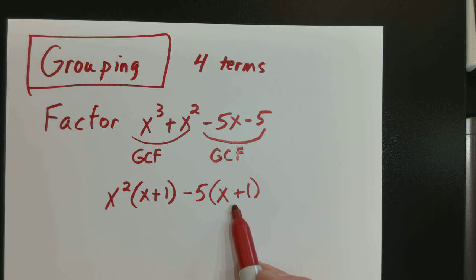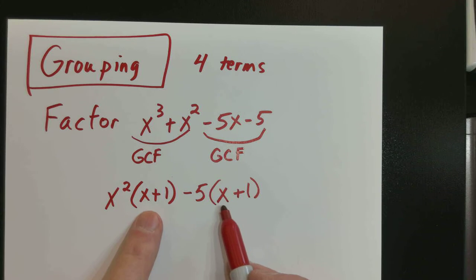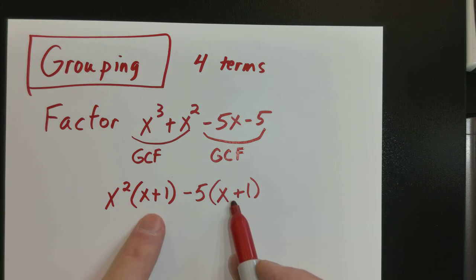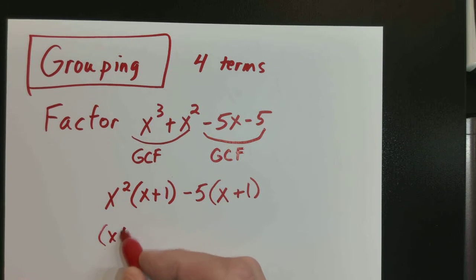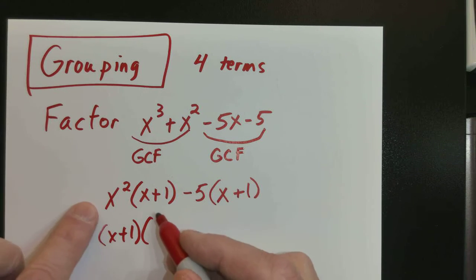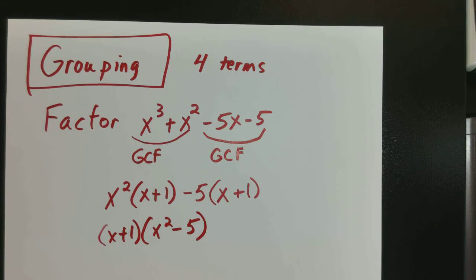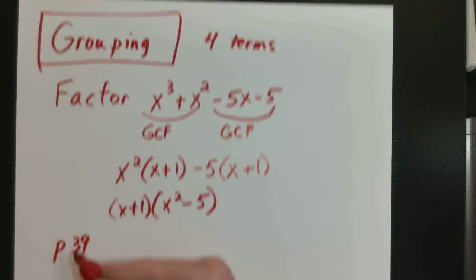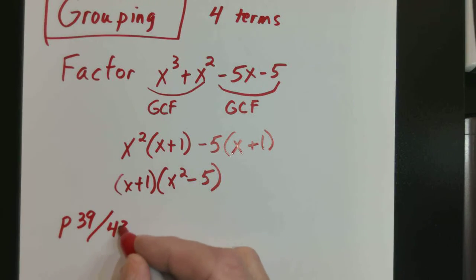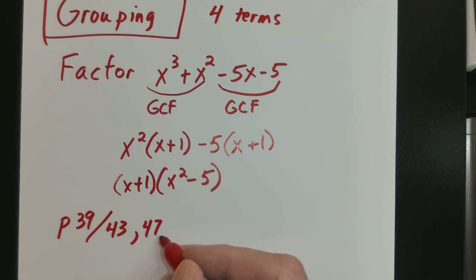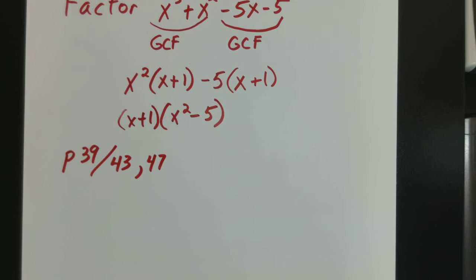All right, when that is the same, you can look at the first GCF example we had, and it looks something like this, didn't it? And we pull that GCF of x plus 1 out, and then we write down x squared minus 5 here. Okay? Factoring by grouping. All right, page 39, 43, and 47. Let's look at that.